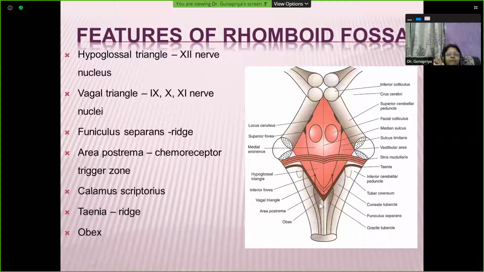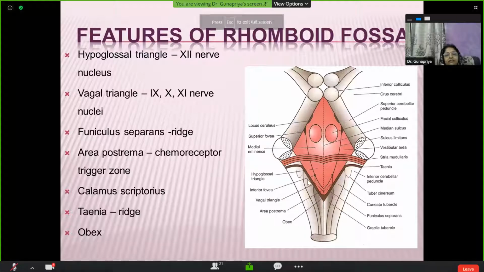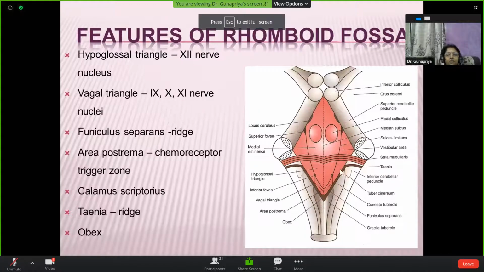Nib, N-I-B, the nib of a fountain pen, and hence this lower end is referred to as calamus scriptorius. What do you mean by calamus scriptorius? Calamus is the object that is used for writing. Scriptorius is writing. So the object that is used, obviously your pen, the nib of a fountain pen. So this appearance is referred to as calamus scriptorius.